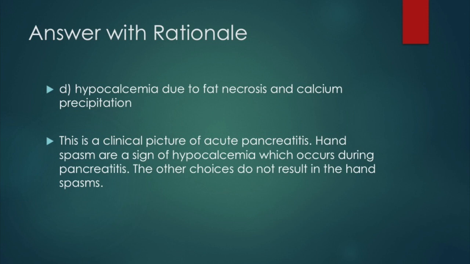And the answer is D. Hypocalcemia due to fat necrosis and calcium precipitation. This is a clinical picture of acute pancreatitis. Hand spasms are a sign of hypocalcemia, which occurs during pancreatitis. The other choices do not result in the hand spasms.